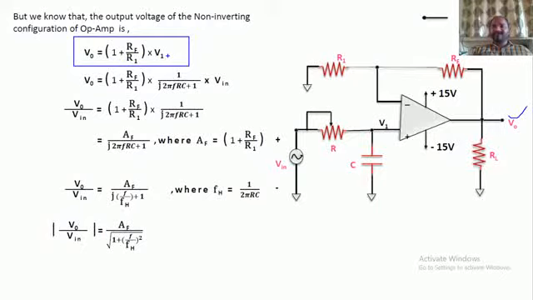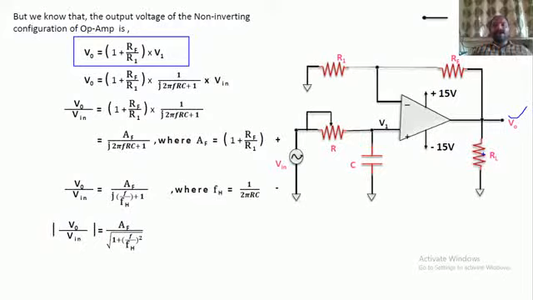We have seen the V1 now. V1 is 1 by (j 2 pi f RC plus 1) into Vin. So I am simply substituting the V1 value over here and doing some mathematical calculation, bringing this to the left side. So V0 by Vin. Why am I bringing this term to the left side? Because I would like to calculate the gain of this particular filter circuit.